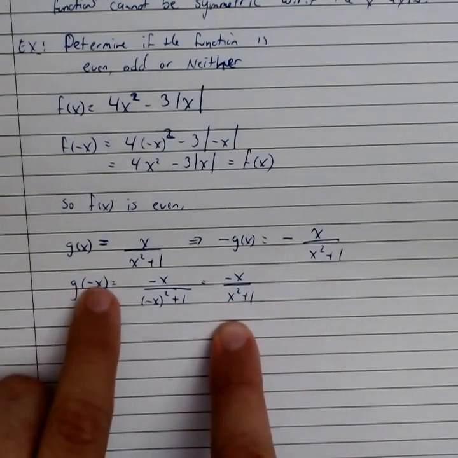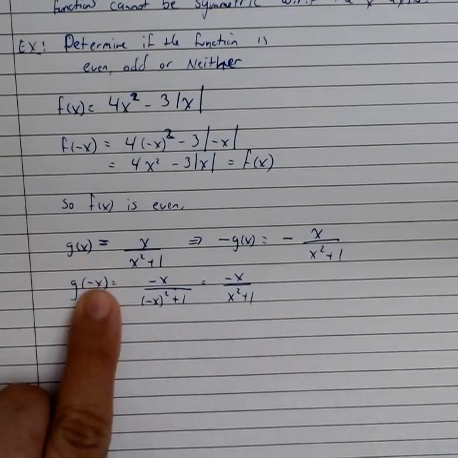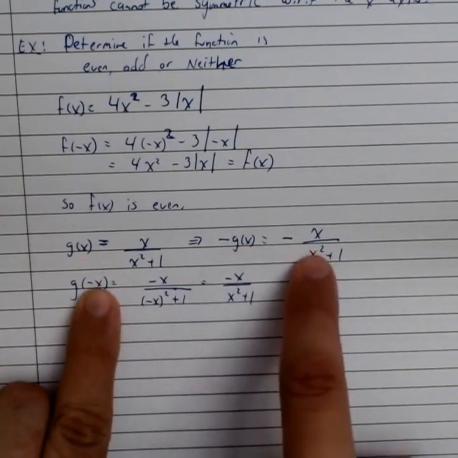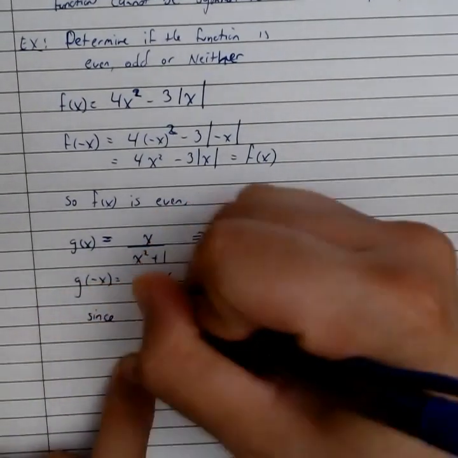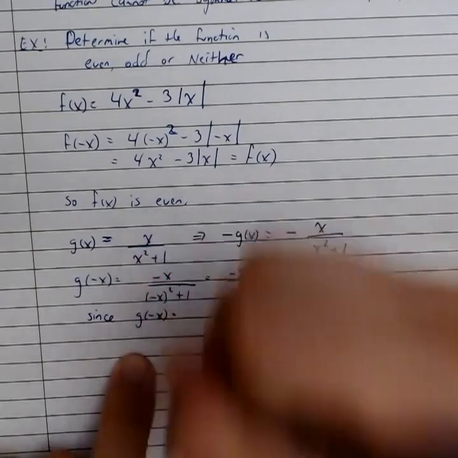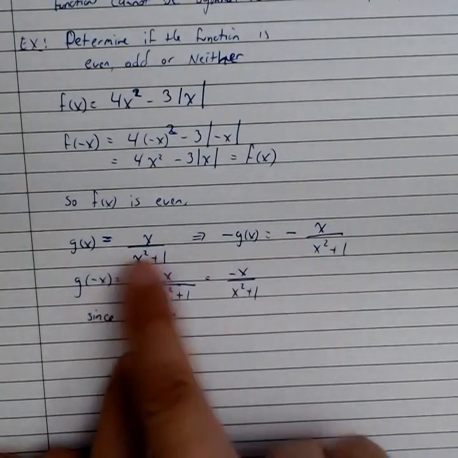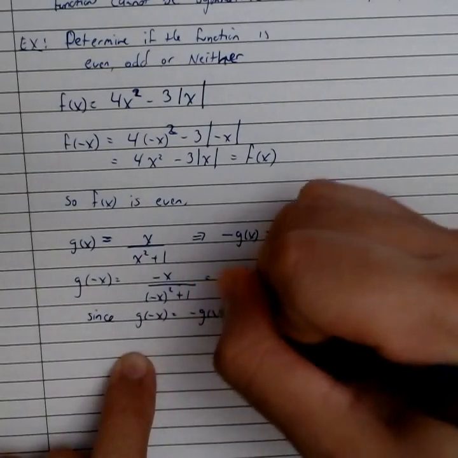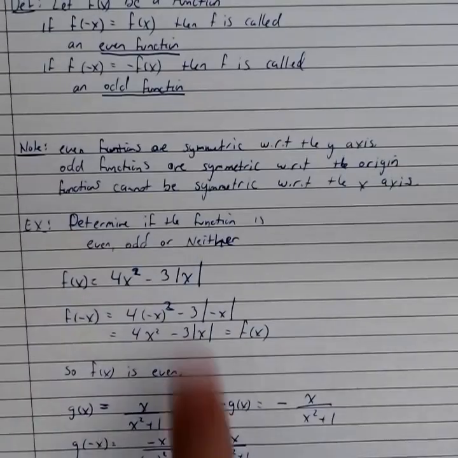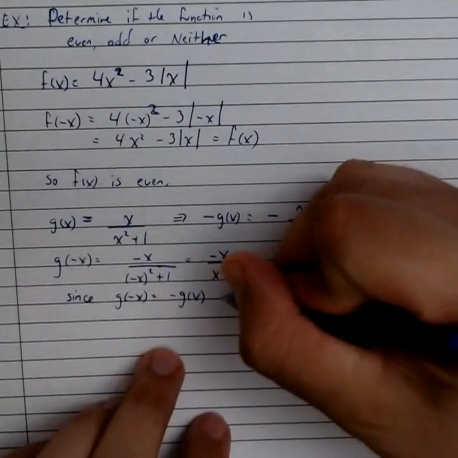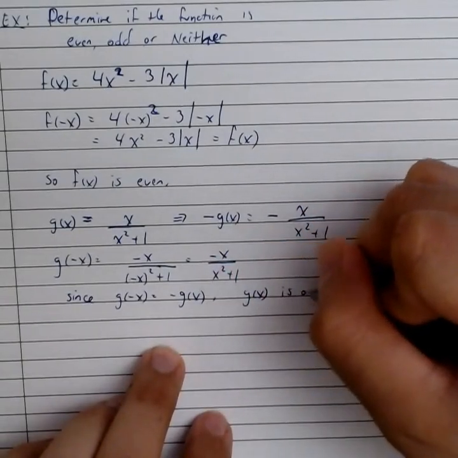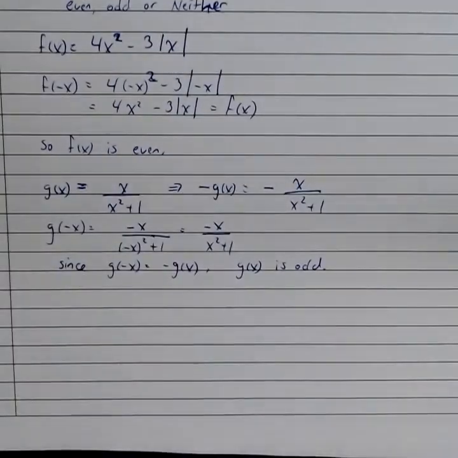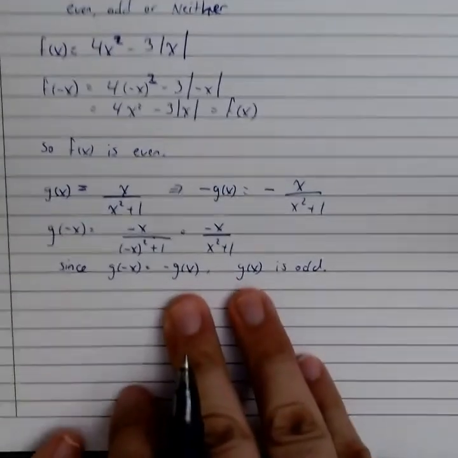So here, g of minus x is not exactly the same as the original function, but it is the opposite of the original function. Since g of minus x is the exact opposite of the original function, by our definition, that makes it an odd function. So g of x is odd. Just like that. Note that your function doesn't have to be even or odd.